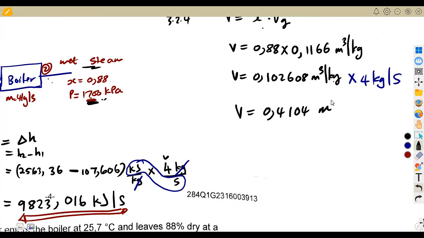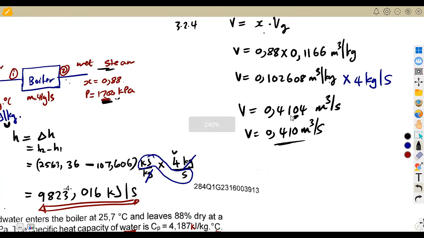0.4104, which is cubic meters per second. To 3 decimal places, this is not going to affect, so you can even write it 0.410 in this case, in cubic meters per second. That is to 3 decimal places as per instruction, or you can just write this 4 decimal places because you just avoid it, but one is the same thing, guys.